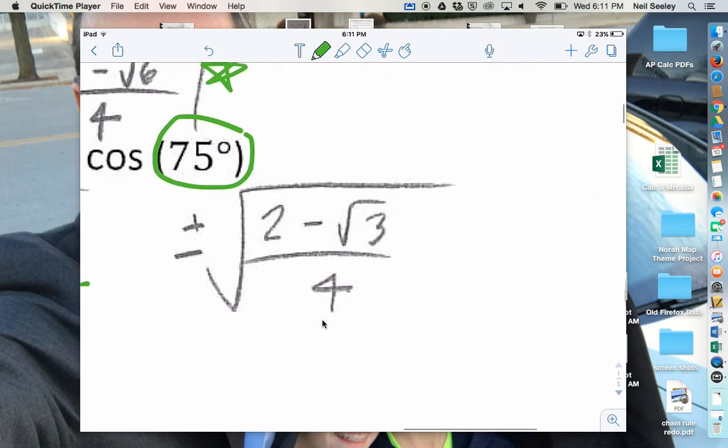Okay, so if we take plus or minus the square root of 2 minus the square root of 3, and all over 2 times 2, which is 4, then we have almost the end of our identity.